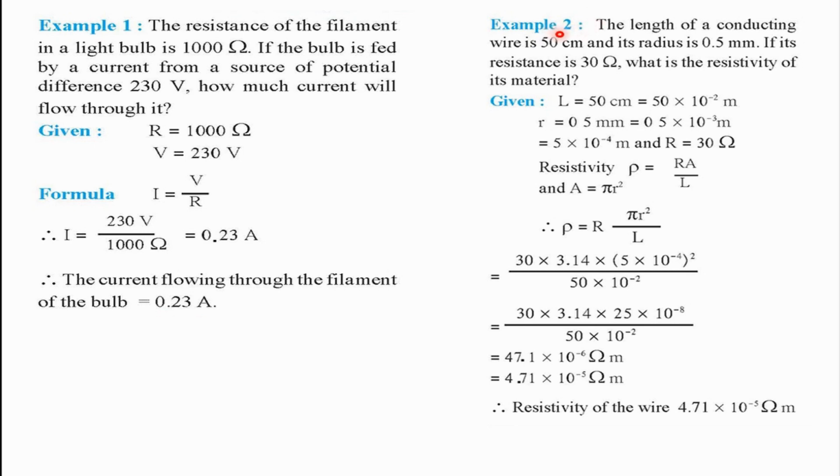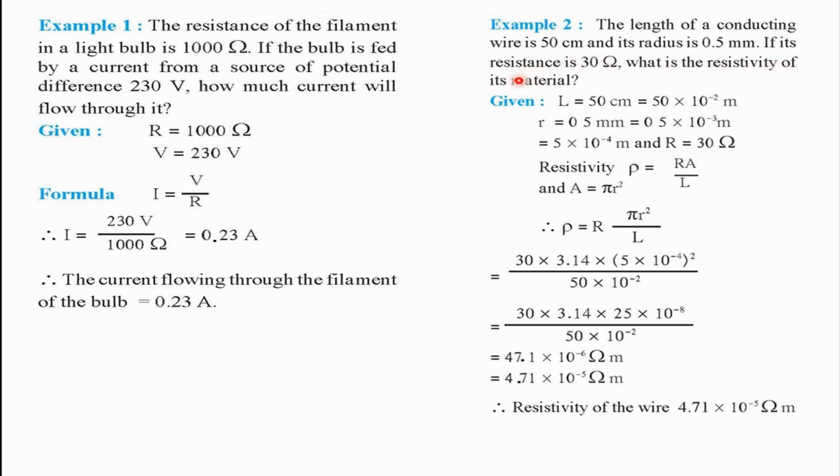Next is example number 2. Length of a conducting wire is 50 centimeter and its radius is 0.5 millimeter. If it has resistance 30 ohm, what will be the resistivity? Remember, resistance is already given. We have to find out the resistivity.